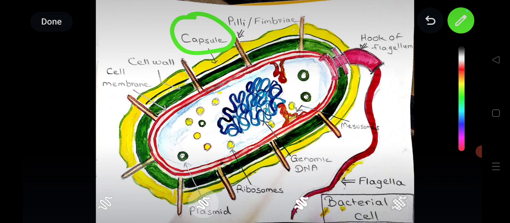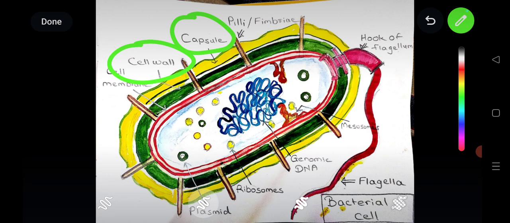Inside the capsule you have the cell wall, which is made up of peptidoglycan. There are two types of cell walls, gram positive and gram negative. The gram positive bacteria have a thick layer of peptidoglycan, and the gram negative bacteria have a thin layer of peptidoglycan, which is also surrounded by a lipopolysaccharide layer. In short, it is called LPS. The LPS layer is also called the outer membrane because it has a nature similar to lipids.